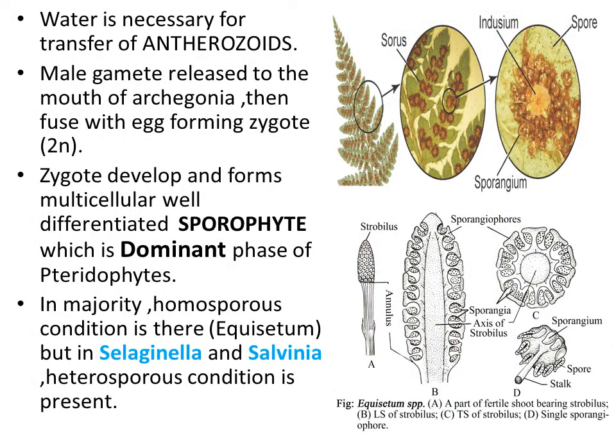As we have discussed, water is necessary for the transfer of antherozoites. So these male gametes will swim and be released at the mouth of the archegonia and fuse with the egg and form the diploid zygote. This zygote will develop and form the multicellular, well differentiated sporophyte.